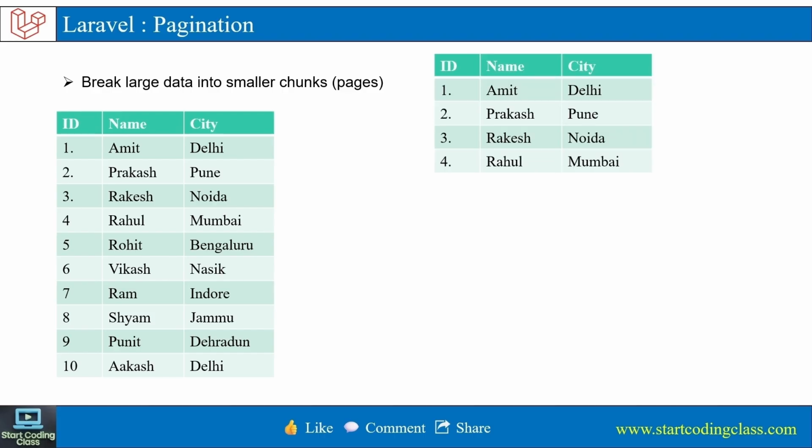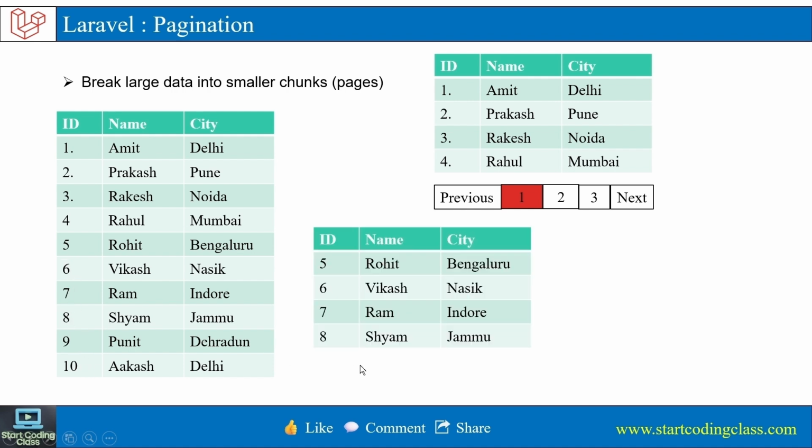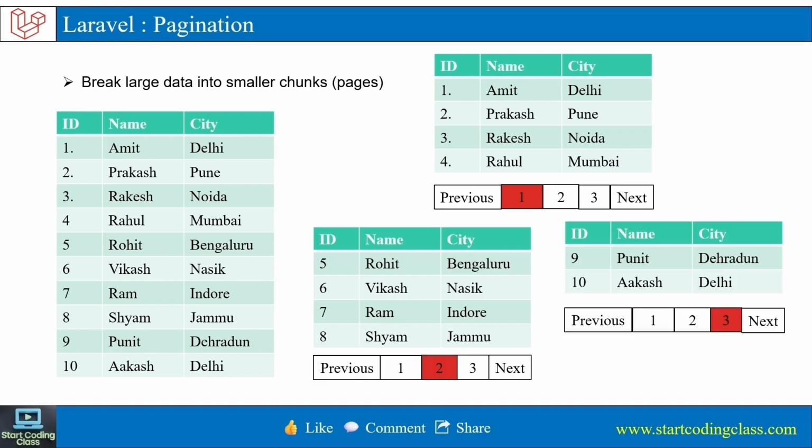In the first page, it will be like 1 to 4 records. Suppose you are showing 4 records in the first page, and the pagination is just like this. There is a previous button, a next button, and in the middle 1, 2, and 3. Suppose you have 10 records, so it will be in 3 pages. First page 1 to 4, second page 5 to 8, and third page 9 to 10. This will reduce the load on the database and it also makes your web page look better.